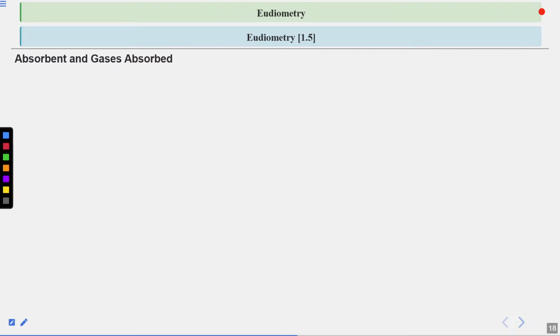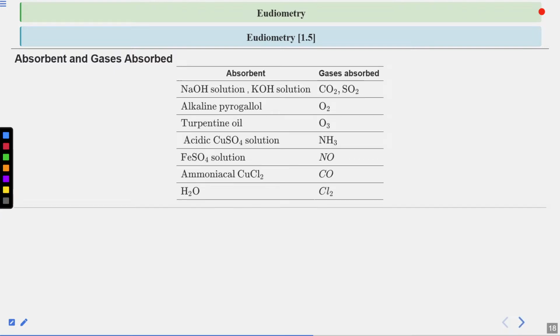Now coming to the next thing, what are the adsorbents and the gases that are adsorbed? If you take NaOH and KOH solution, then CO2 and SO2 are absorbed. Similarly, for alkaline pyrogallol, O2 is absorbed, and similarly for the rest of the gases we have this kind of adsorbent.